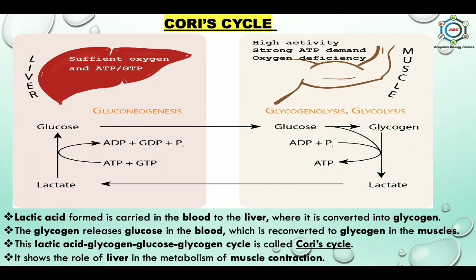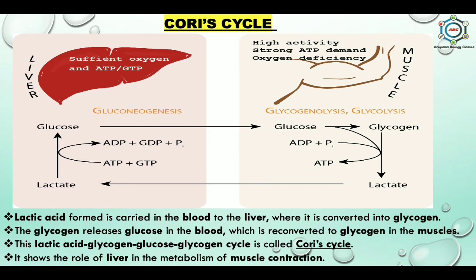So in the picture you can see that in the liver sufficient oxygen is present. Because of this, gluconeogenesis occurs, that means conversion of glycogen to glucose. This glucose enters into the muscles for action, and at the time of vigorous exercise, if ATP is used faster than the muscle fibers can produce it aerobically, then the muscle fibers start anaerobic respiration, that means glycolysis, and replenish ATP. This produces lactic acid as a byproduct.